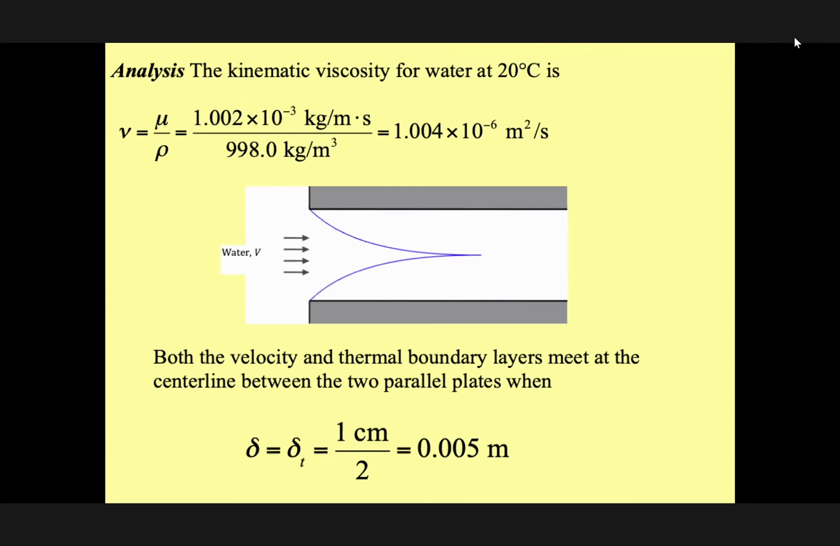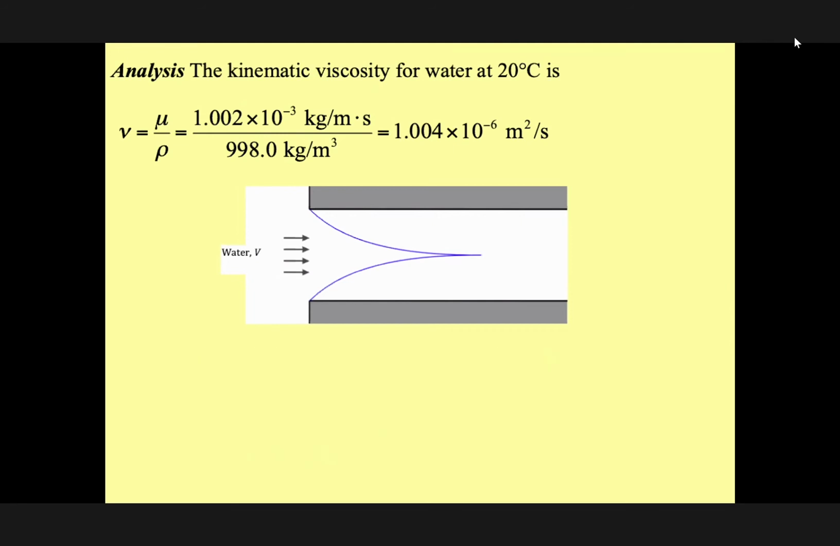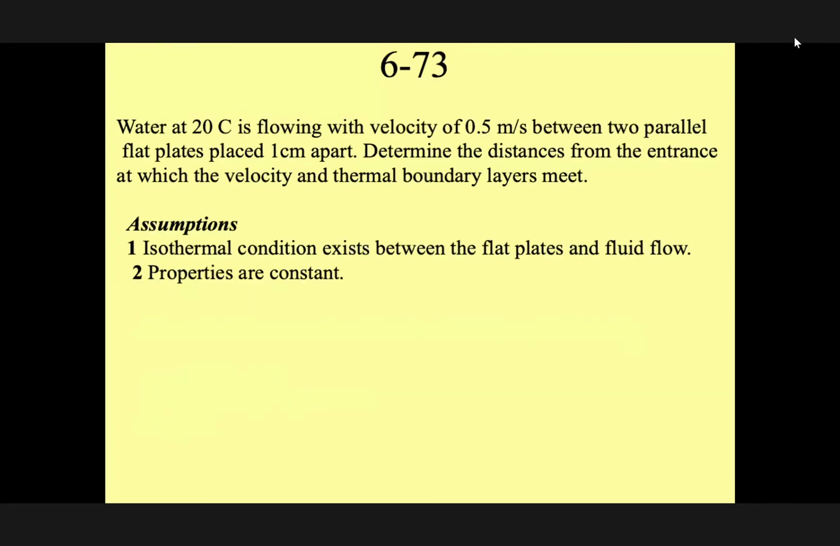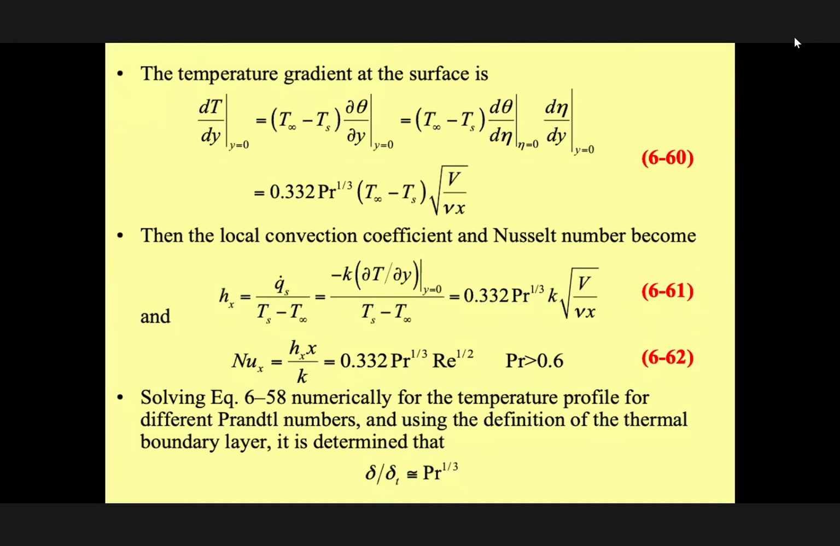The answer is easy. The answer is right here. Again, please pay attention. You mentioned the ratio of the velocity thickness to the temperature thickness is the Prandtl number to the 1/3. What was the Prandtl number of the water?